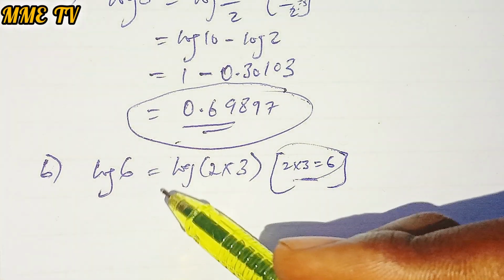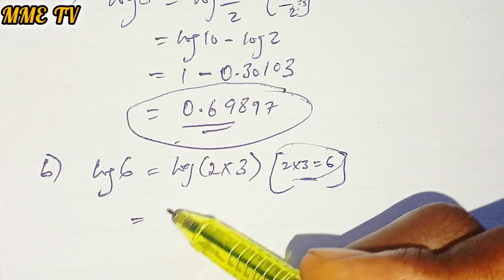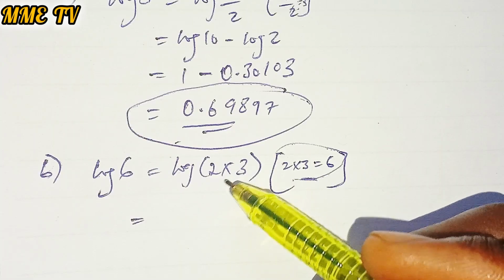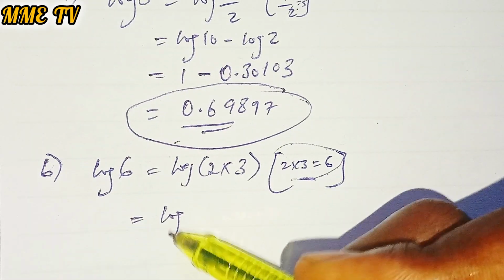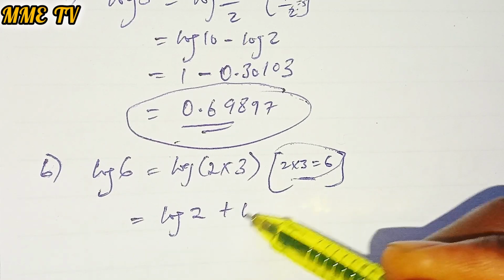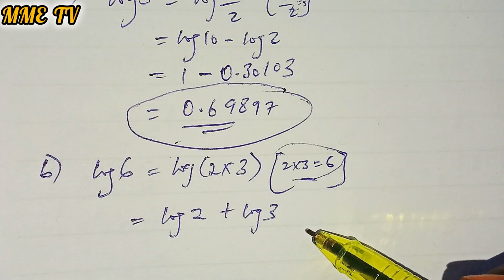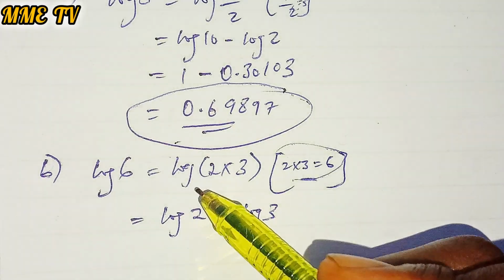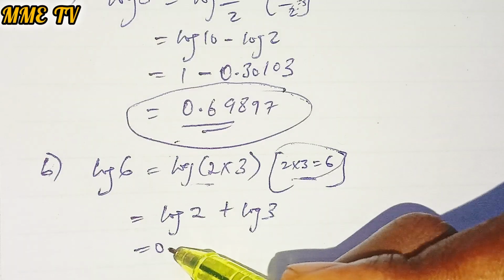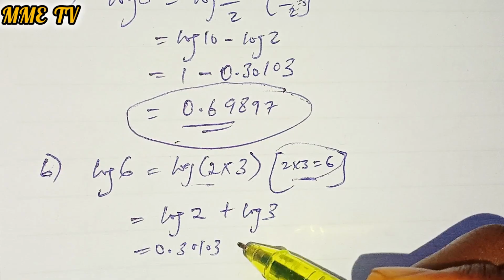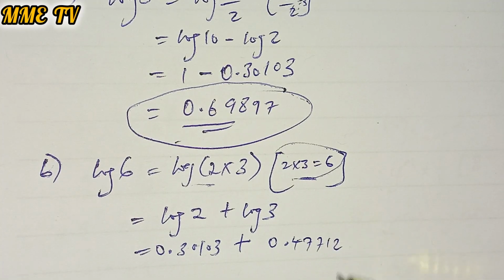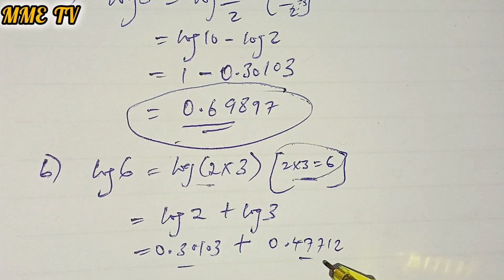What do I do here? I will say, okay, because log of 2 times 3 in a bracket is going to give me this, therefore log 2 plus log 3 is what I'm looking for, right? So I will say it is equal to 0.30103 plus 0.47712. Remember that these two values are given.